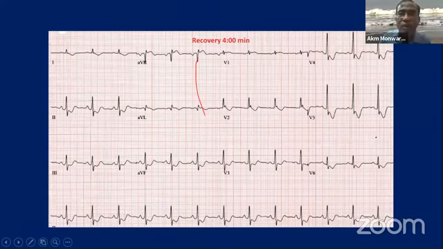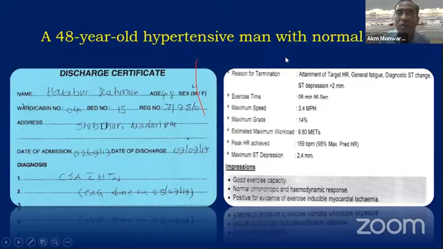Now the story of a 48-year-old hypertensive man with normal ECG. Just the baseline ECG was normal, and he was diagnosed as a case of chronic stable angina and hypertension. When ETT was performed, he performed a very good one, 9.8 METs. Chronotropic and hemodynamic response was good, but there was positive evidence of exercise-inducible ischemia.